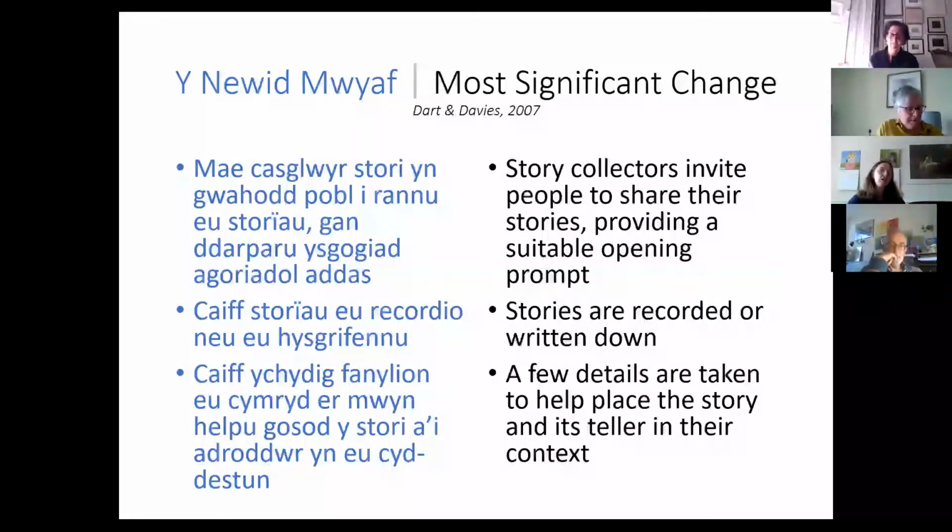I think most people here know more about most significant change than I do, but just in case there's one or two where this is a new term, most significant change is an approach where story collectors invite people to share their stories, providing a suitable opening prompt. And the prompt in the Meetings That Matter project was, please tell us a story of a positive or negative change you have experienced over the past 6 months of working with others to support prevention and well-being. The stories are recorded or are written down, and a few details are taken just to help place the story and the storyteller in their context.